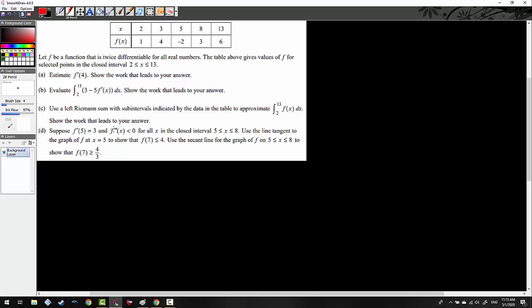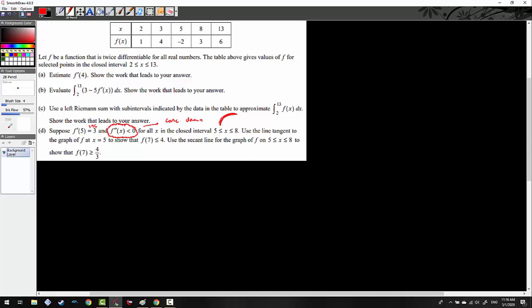I could totally see someone being very easily threatened by this question. Let's break down the pieces that are important real quick. The most critical piece of information here is the fact that f double prime of x is less than 0. What that tells me is that this graph is concave down. And since f prime of 5 is 3, that means that we're increasing. So increasing concave down looks like this. The graph is going to look like this at x equals 5.